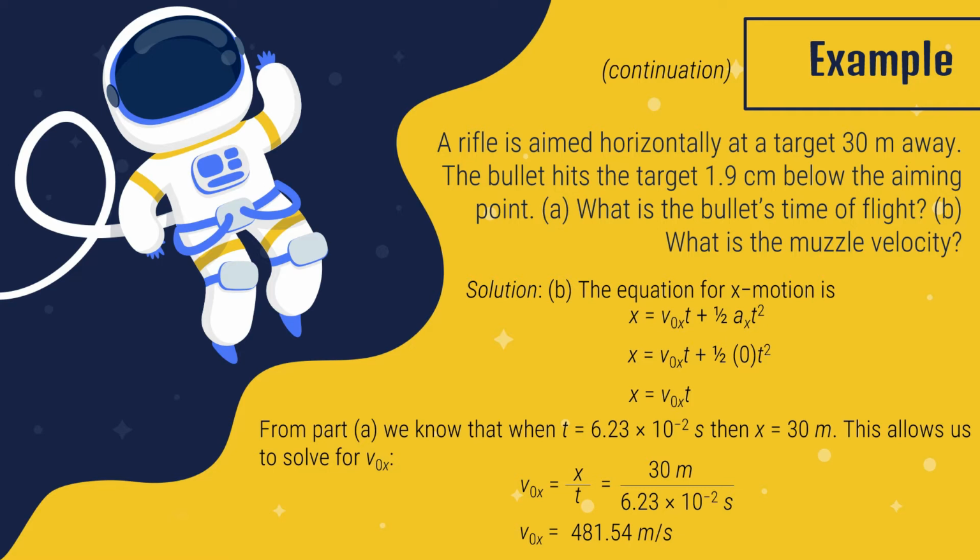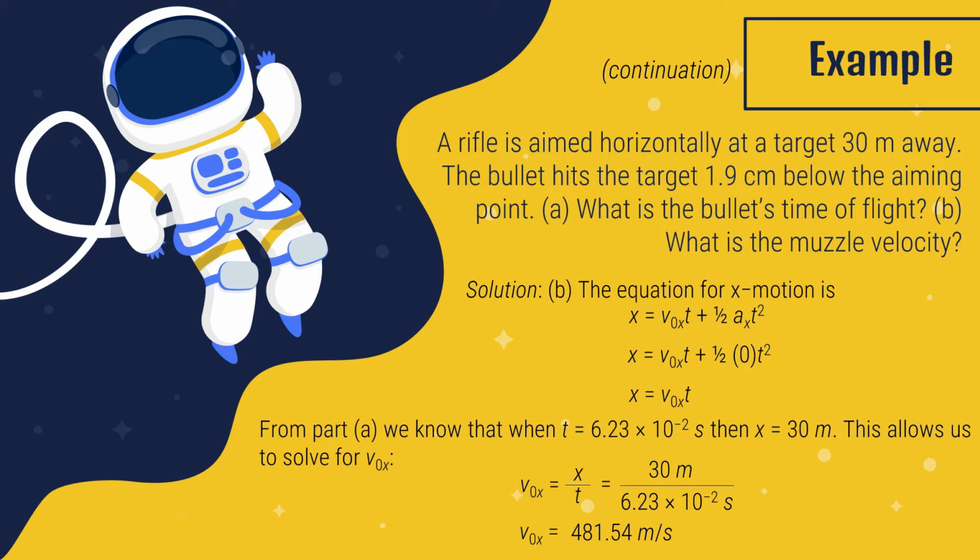x is equal to v sub 0 in x times t plus 1 half a sub x t squared. We now have x equal to v sub 0 in x times t plus 1 half times 0 times t squared, which is simply x equal to v sub 0 in x times t. For part A, we know that when t is equal to 6 and 2300 times 10 to the negative 2 seconds, then x is equal to 30 meters. This allows us to solve for v sub 0 in x.